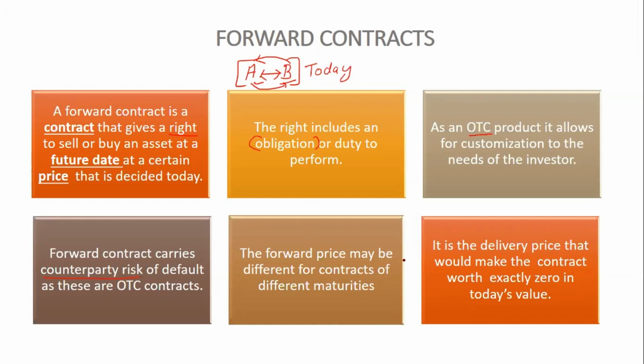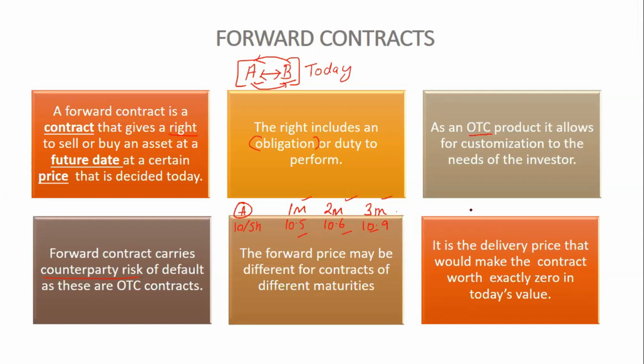Forward price may be different from the contracts for different maturities. For example, there's a 1 month forward contract, there's a 2 month forward contract, and there's a 3 month forward contract. Let's say this is an asset A, or let's call it a stock A. The current price of this stock is, let's say, 10 dirhams per share. So its 1 month forward contract might be trading at 10.5, 2 month contract might be trading at 10.6, and 3 month might be trading at 10.9. So different maturities, different forward prices.